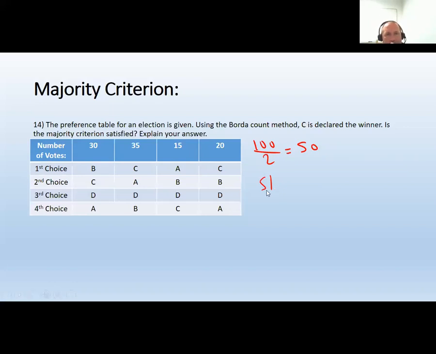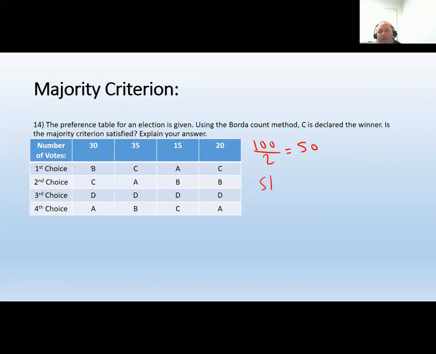So now, who wins by majority? Does anybody have a majority? Oh, we were already given the Borda count. I'm thinking about the Borda count. Right. Yeah, that is how you do the Borda count, but they already gave us who won the Borda count. Yeah, we're determining the majority, who wins by majority. So who wins by majority? Wouldn't it be C?